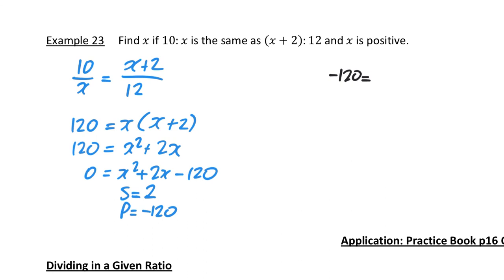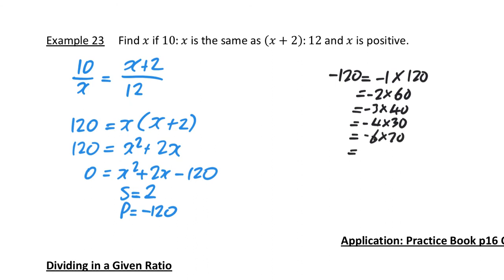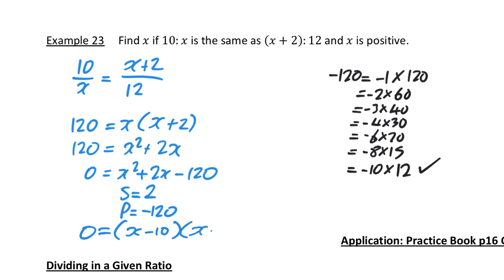So I'm going to start with minus 1 and 120. Clearly don't add to give 2. Minus 2 times 60, minus 3 times 40, minus 4 times 30, minus 6 times 20, minus 8 times 15, minus 10 times 12, and of course it works. And as always, as soon as you see it, think, how did I not see it at the start? So we've got minus 10 times 12. So the two numbers that go into our bracket, we have 0 is equal to bracket x minus 10 upon x plus 12.